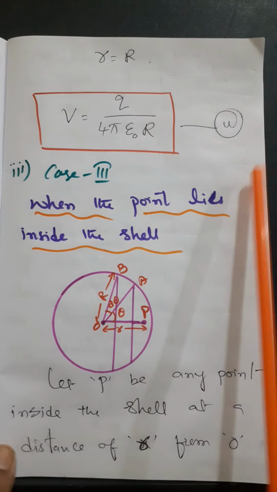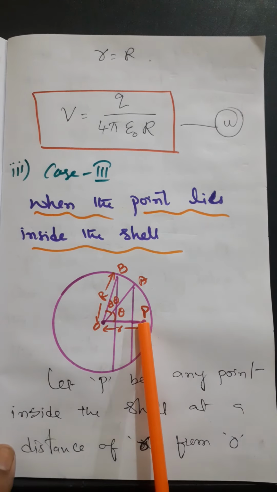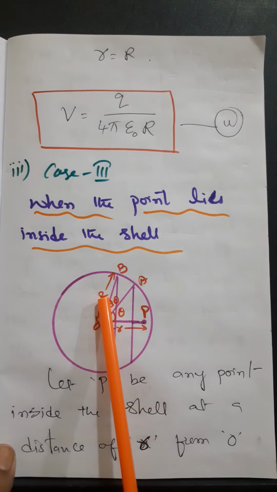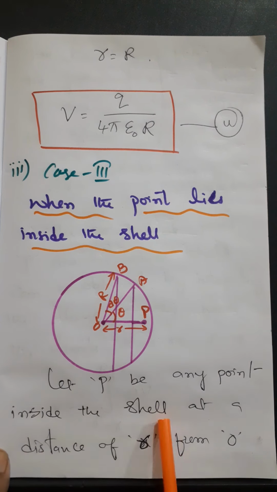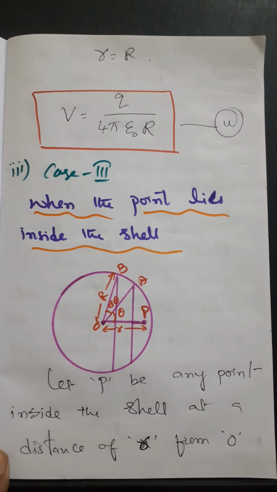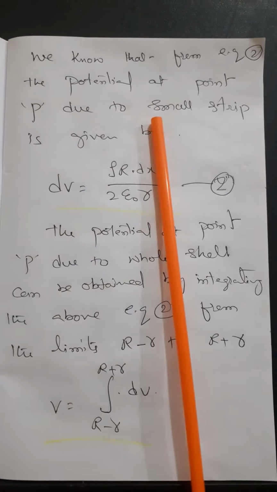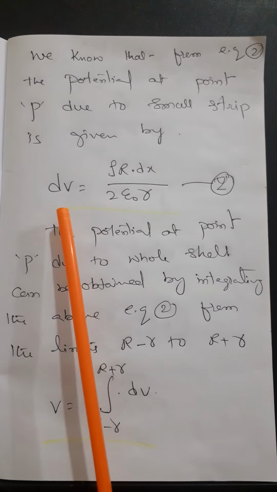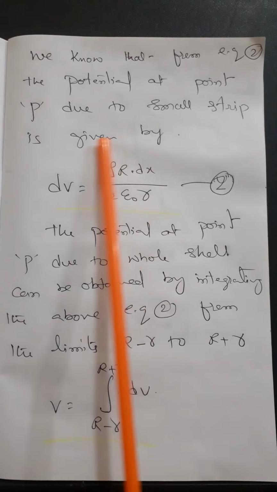Okay, next situation we have to consider is when the point lies inside the shell. Here, inside the shell, the distance between O and P is small r, and O to capital R is the radius of this sphere. So let P be any point inside the shell at a distance of r from O. From equation number 2, we know that from the small strip, the potential at any point can be given as dV is equal to rho R dx by 2 epsilon naught r. So this is equation number 2.